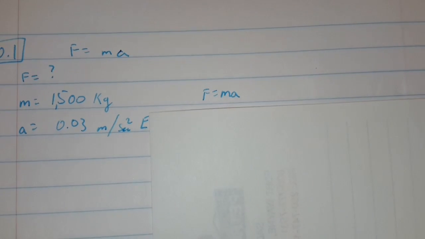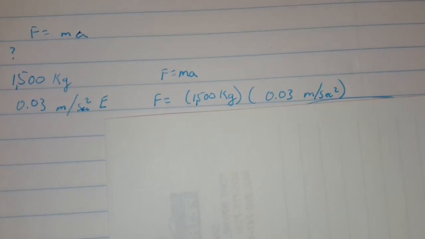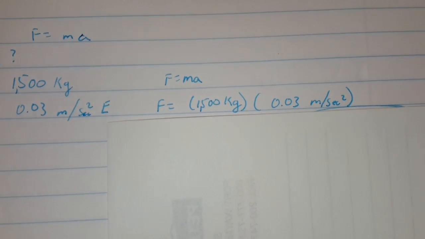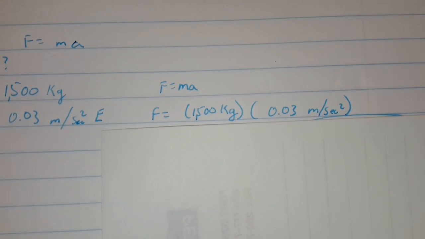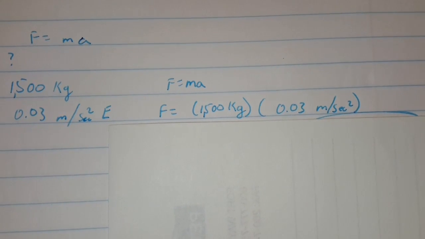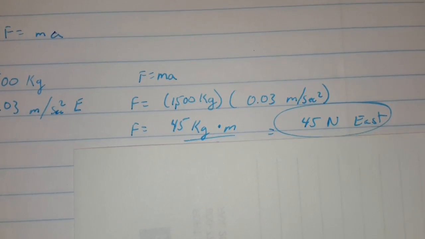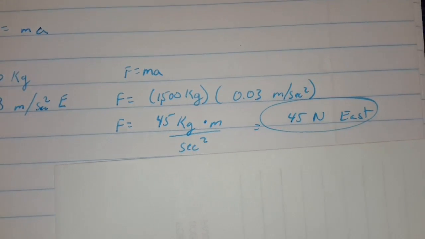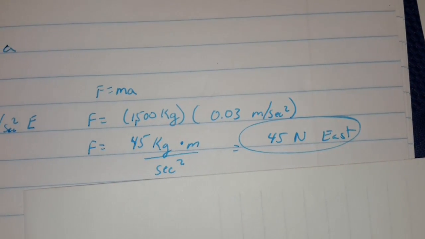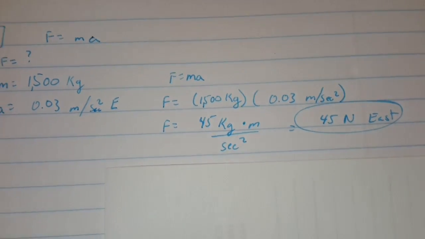So, write the equation down. You make all your substitutions. The mass is 1,500 kilograms. Acceleration is 0.03 meters per second squared. When you multiply those two things together, you get 45 kilograms meters per second squared, which is equal to 45 newtons east. And that's probably the most basic one that we have so far.